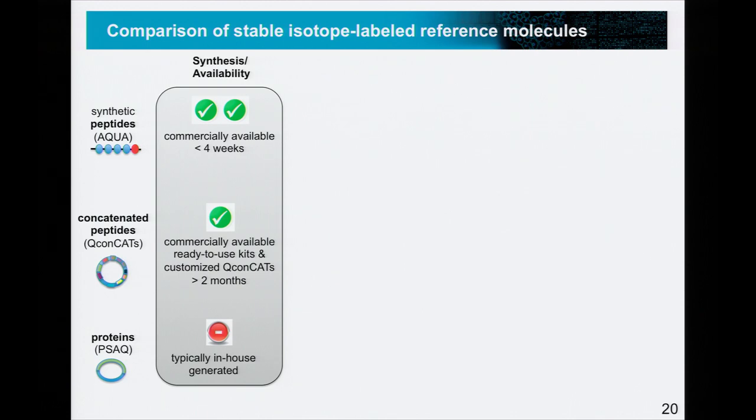Q-concats are also commercially available. If you want to generate your own personal Q-concat, it takes a bit longer until you get them. While protein standards, I mean, there are also some purified proteins that you can buy, of course, but there are just few of them, and typically what people do is they generate their own isotope-labeled protein standards, just in the way I explained to you before.